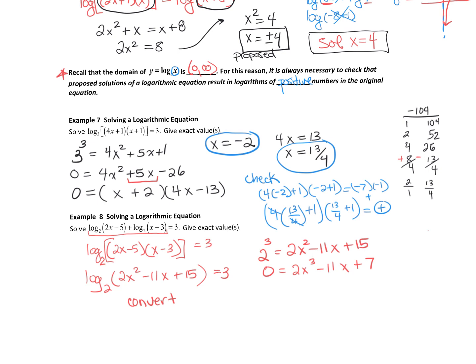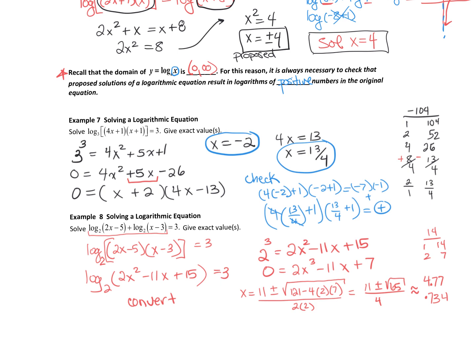2 times 7 is 14, which is 1 times 14, or 2 times 7. And we can't get 11 out of that. So our option now is to use the quadratic formula. So using our quadratic formula, we'll get approximately 4.77 and 0.734. Take a moment and verify that.